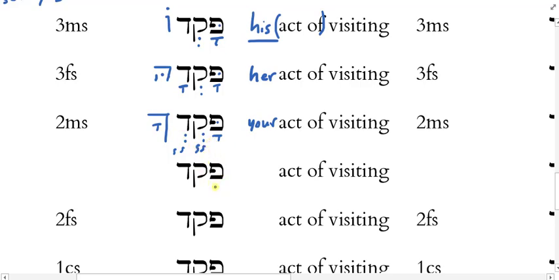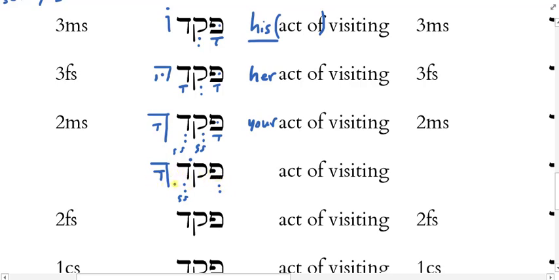I could also use the basic form pakod and add the ka ending, where this ends up creating a closed syllable, pakodcha, where I'd want a silent shava here. Pakodcha.